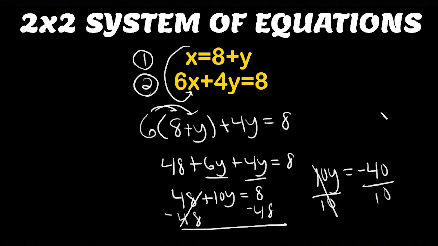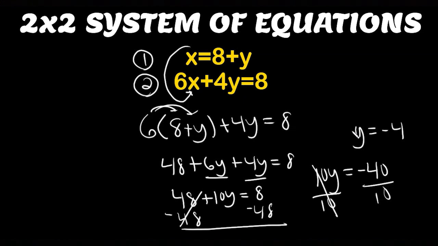So negative 40 divided by 10 will give me negative 4. So y is equal to negative 4. Now that's not your final answer. Remember, we're trying to find the intersection point, meaning we're also going to have an x value here, x comma y. So your solution will always be written as a point. So as of right now, I only have 50% of the problem done. I have to get the other 50%.